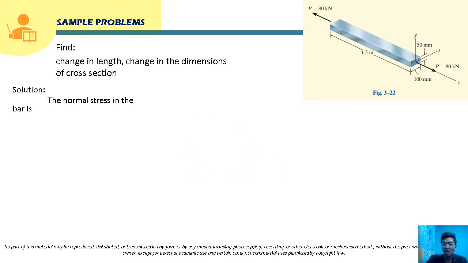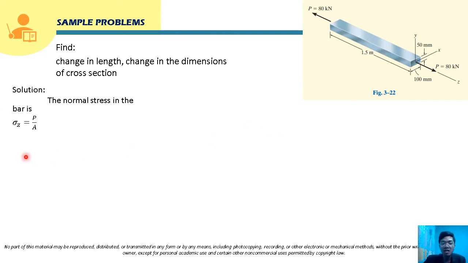But in order for us to solve for the strain, we have to solve first for the stress. Okay, so the normal stress here will be P over A. P here is the internal normal force. If we cut a section in any part of this steel bar, the internal normal force P will just be equal to P as well. So that will just be 80 kilonewton.